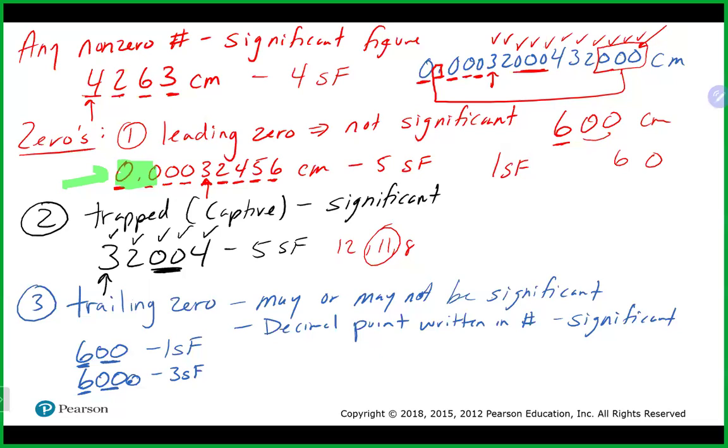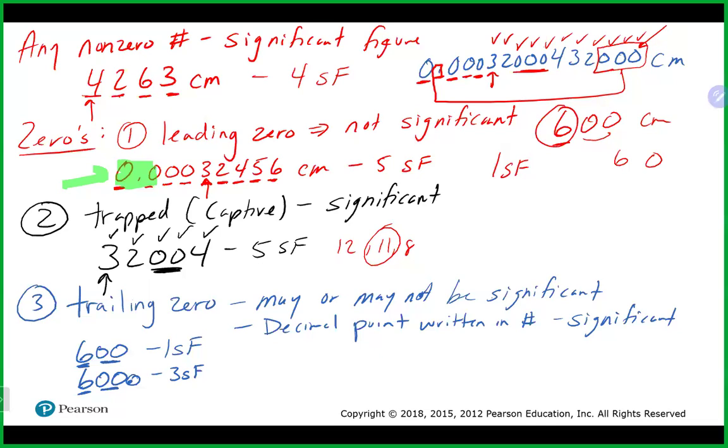All right. So because this has 1 significant figure, if it has 1 significant figure, the 6 is both the certain number and also the uncertain number. So our estimation would actually be that digit right there.